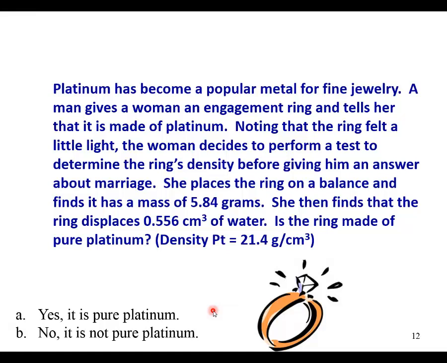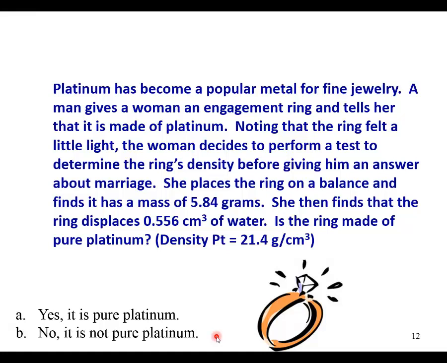Okay, so when you did this calculation, it was a fairly simple calculation. I took the 5.84 grams of my ring mass. I divided by the volume of 0.556 centimeters cubed. Hopefully you did that. What answer did you receive? Was it the same as a density of 21.4 grams per centimeter cubed? If you calculated this correctly, you should have said no, it's not pure platinum, because your calculation should have given you a value of 10.5, so 10.5 grams per centimeter cubed. So it's quite a bit less dense than pure platinum.